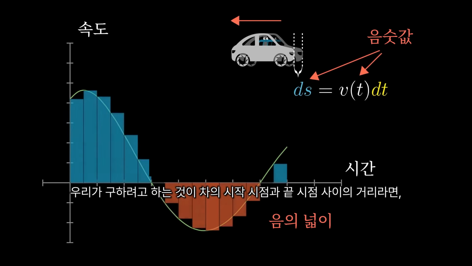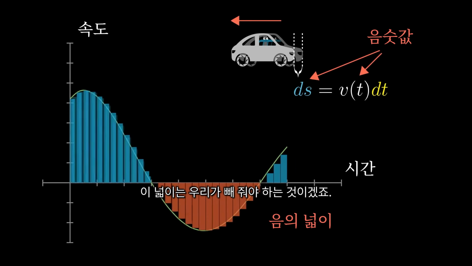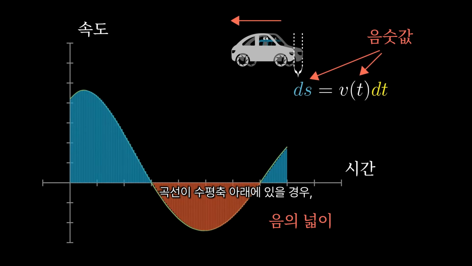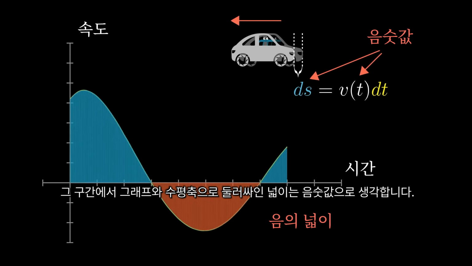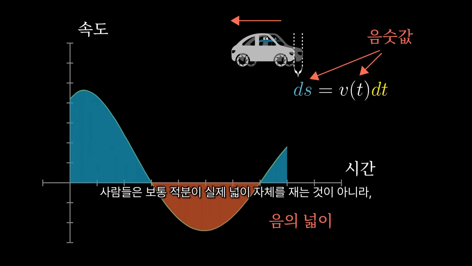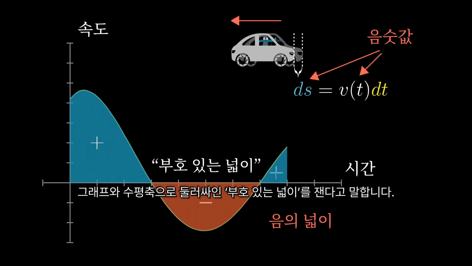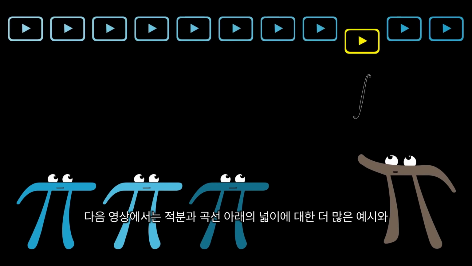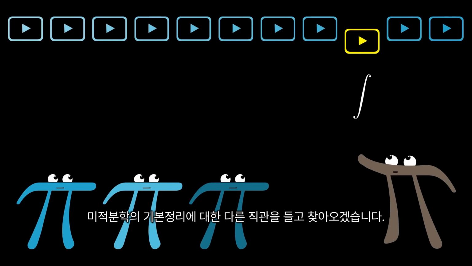So if what you want in the end is to find a distance between the car's start point and its end point, this is something you're going to want to subtract. And that's generally true of integrals. Whenever a graph dips below the horizontal axis, the area between that portion of the graph and the horizontal axis is counted as negative. And what you'll commonly hear is that integrals don't measure area per se, they measure the signed area between the graph and the horizontal axis. Next up, I'm going to bring up more context where this idea of an integral and area under curves comes up, along with some other intuitions for this fundamental theorem of calculus.